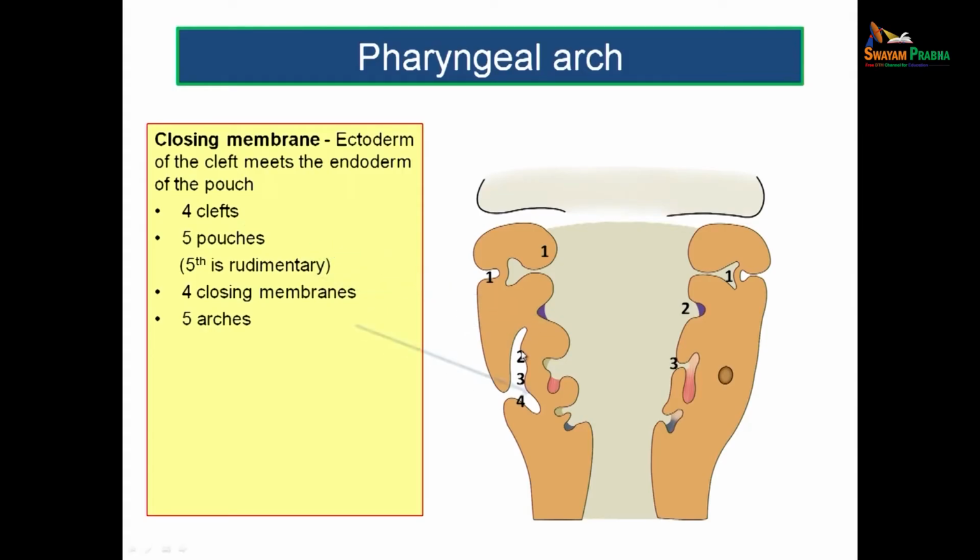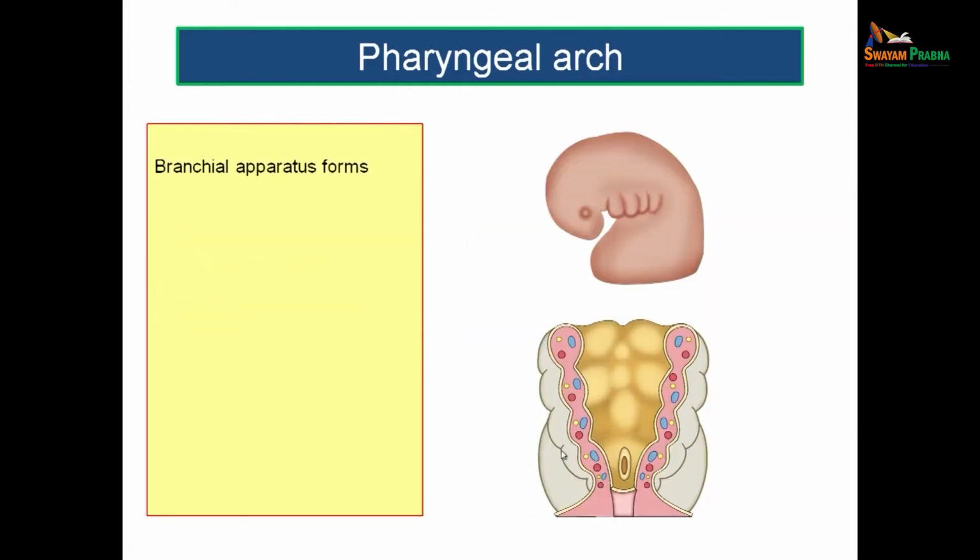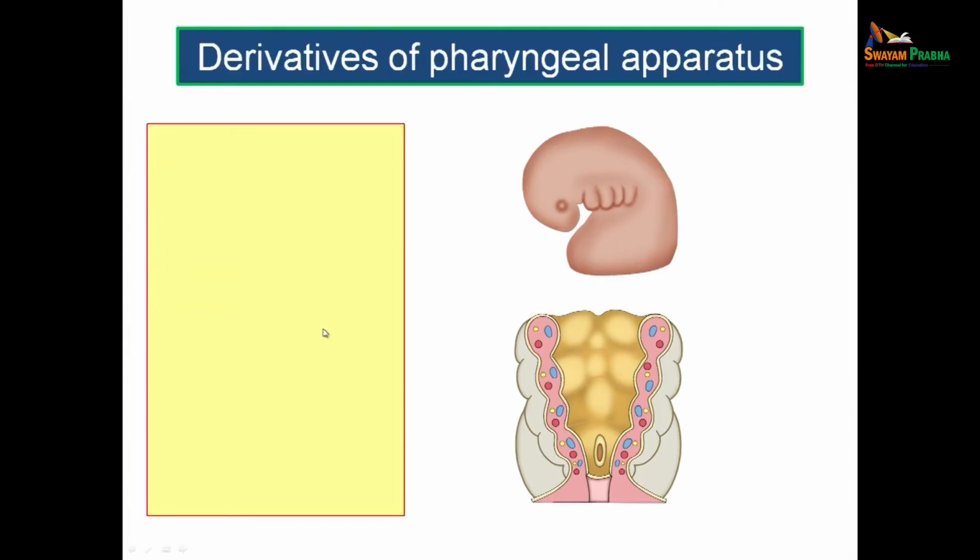So this is a pouch, this is the closing membrane and you have the arches. You can count the arches: the first arch, the second arch, third arch, fourth arch and 5th arch. Out of 6 arches, the 5th one is disappearing. So altogether you will be having 5 arches. Now the branchial apparatus forms what? What are the parts derived from the branchial apparatus in a nutshell? You have the face, the neck, the definitive mouth, the pharynx and the larynx. All these are actually derived from the branchial apparatus.